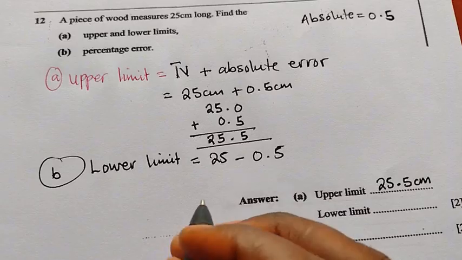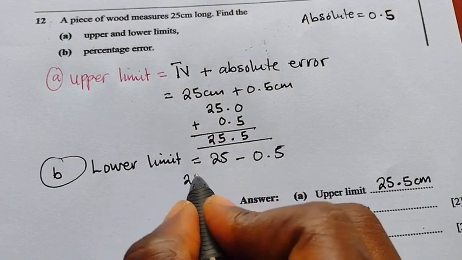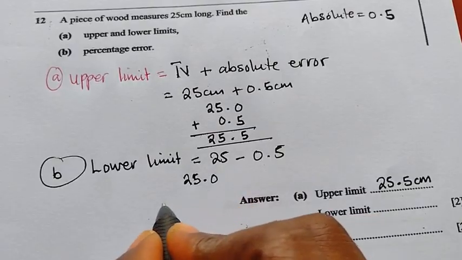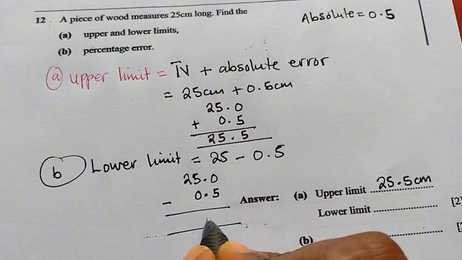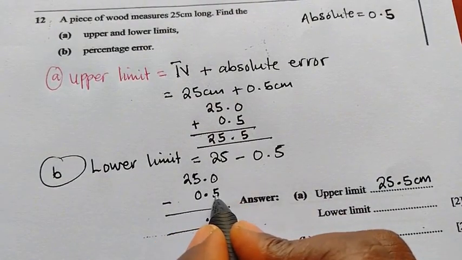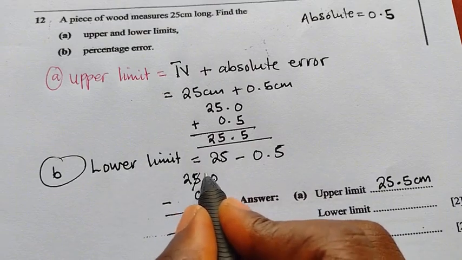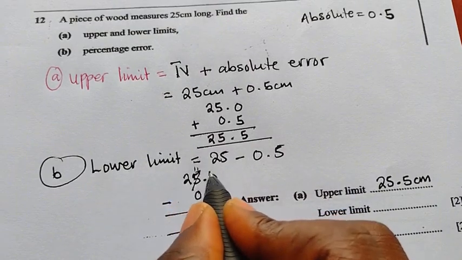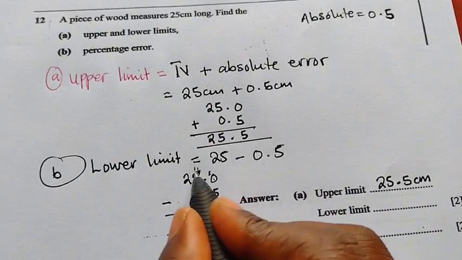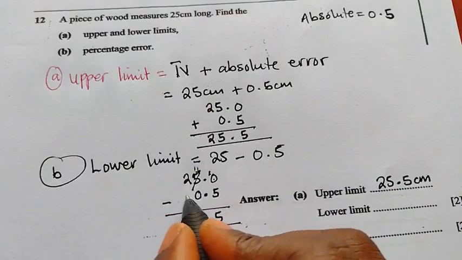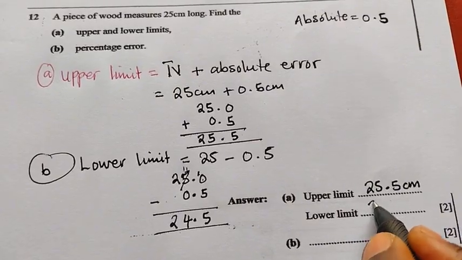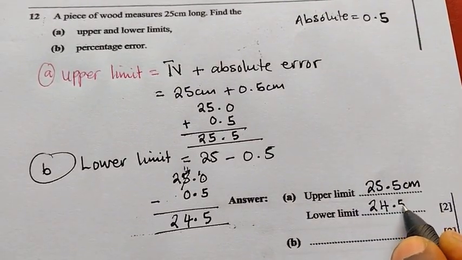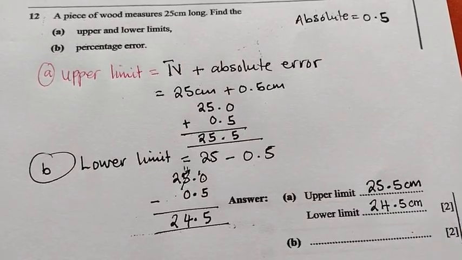So don't forget to subtract nicely. You just say 25.0 minus 0.5, like this. Very important. You put a point here, 0 take away 5. It can't, so you need to borrow a 1 from this 5. Here you remain with a 4. So you say 10 minus 5, it's 5. Then 4 minus 0, it's a 4. 2 minus 0, it's a 2. So our lower limit here will be 24.5 centimeters. All right, so we have answered our question A right there.